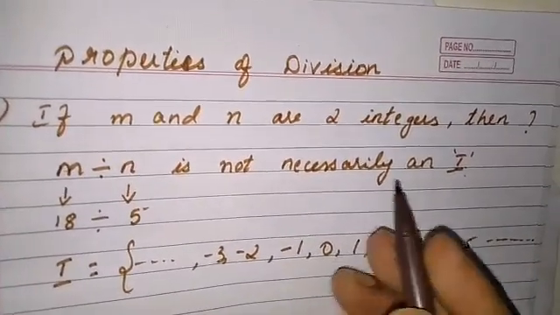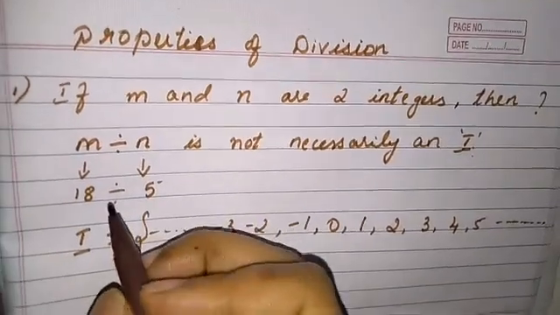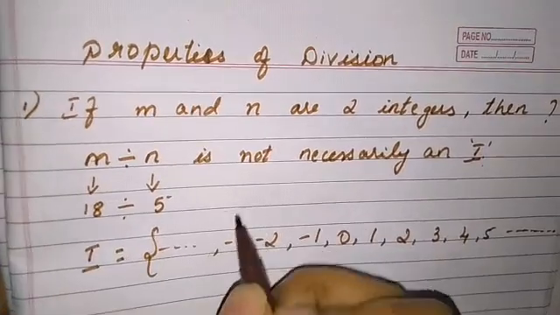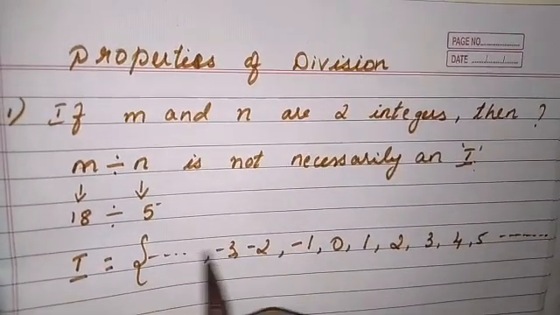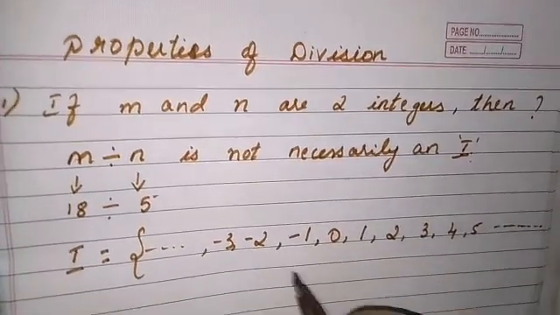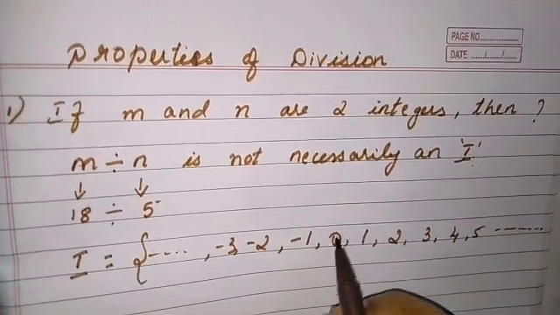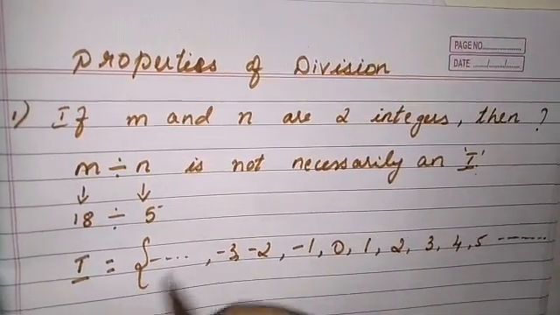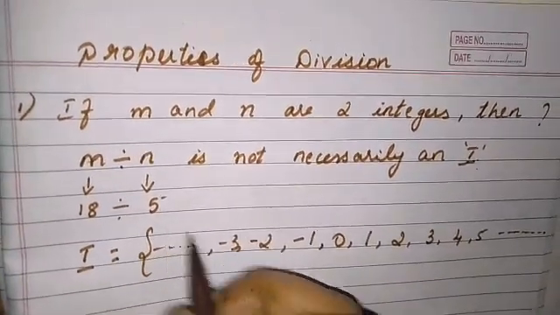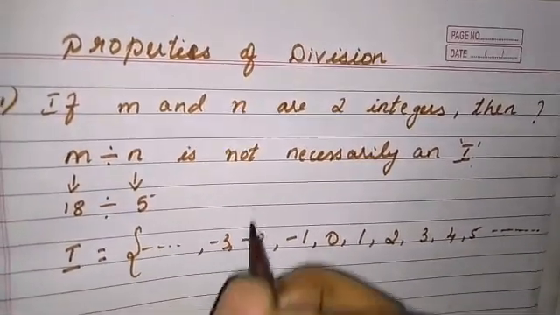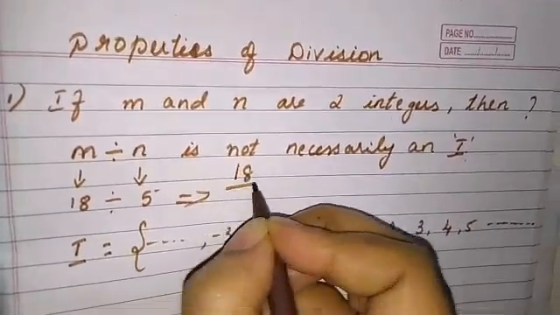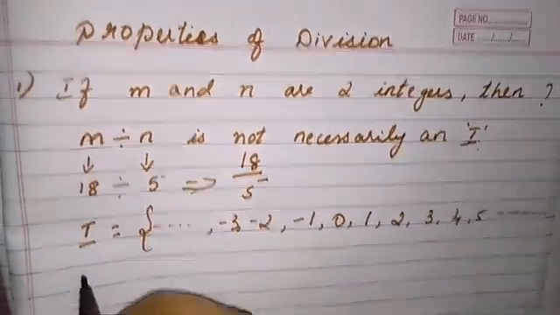Now the answer that we get when we divide 18 by 5, the quotient that we get, has to be one of these integers. It should be either a positive natural number, or it has to be a 0, or it should be a negative natural number. So together they are called integers. So the answer I get should be one of these. Let me see if I get any of these numbers. So 18 divided by 5. Let's cross check that.